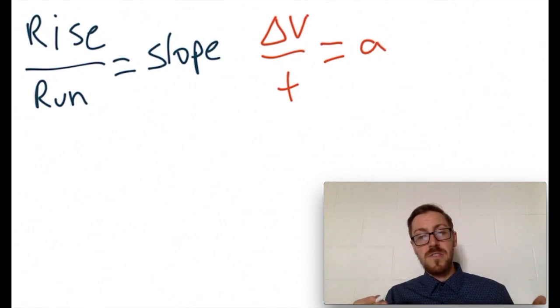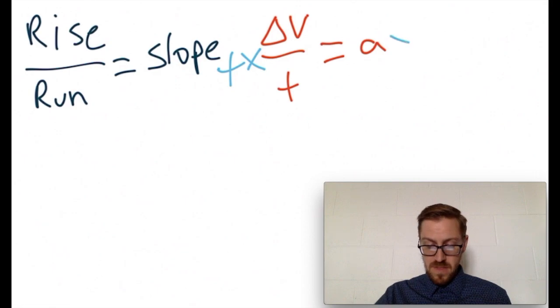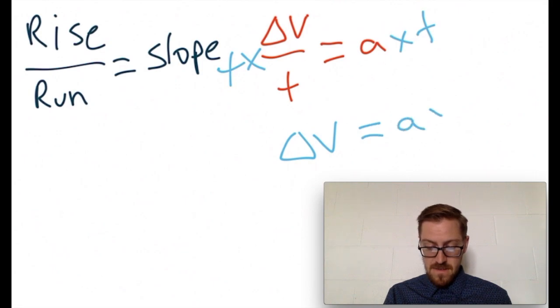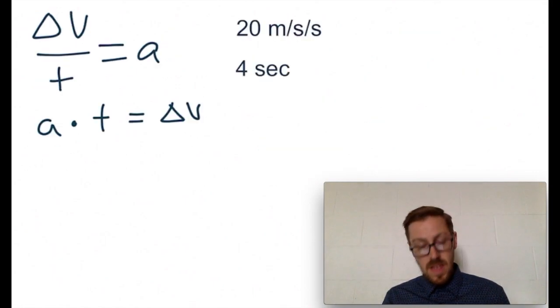If I wanted to, I could write this in a more algebra-friendly way. If I wanted to get no fractions, so that would make our calculations easier down the road, I would just need to move the t off the bottom of the fraction. And to do that, I just multiply both sides by t. So I'd be left with delta V equals A times t. That's just another way to write the same equation. So let's do some practice problems with those equations.